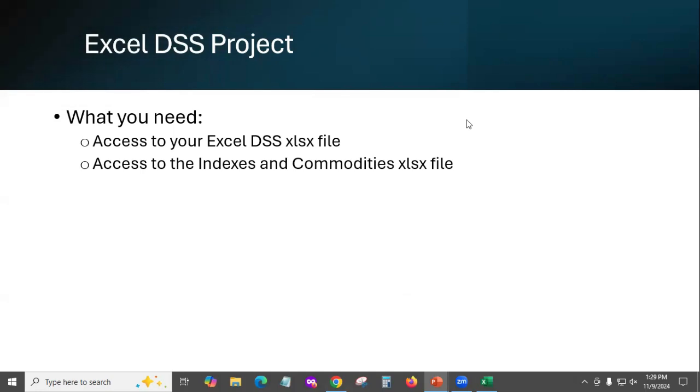What you'll need for today is access to your Excel DSS project file. This is the file you've been working on. At this point, it should have your company's stock data, volume, and 3 columns of the competitor's stock data. And then finally, you'll need access to the Indexes and Commodities Excel file, which should have been downloaded from the Moodle site. If you haven't downloaded it, do that right now, and I'll show you where that is.